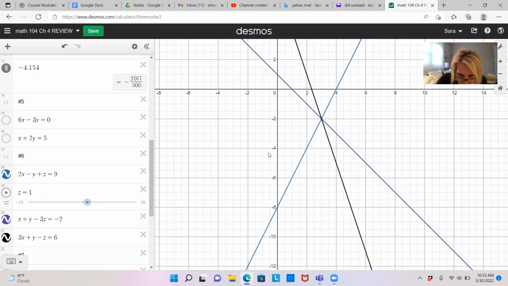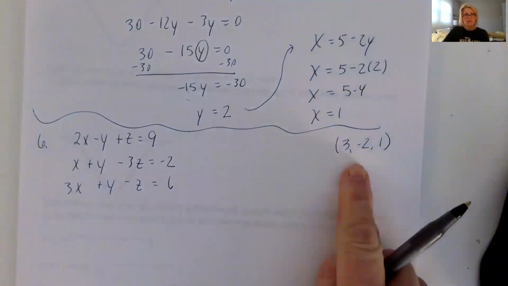So when Z equals 1 on the slider, I can click on the equation. And there it is. More than likely, they're going to be integers. So X and Y should be 3 and negative 2, and Z is 1. So I'm going to take you to my paper so you can see how I would write that. So 3, negative 2, and 1.